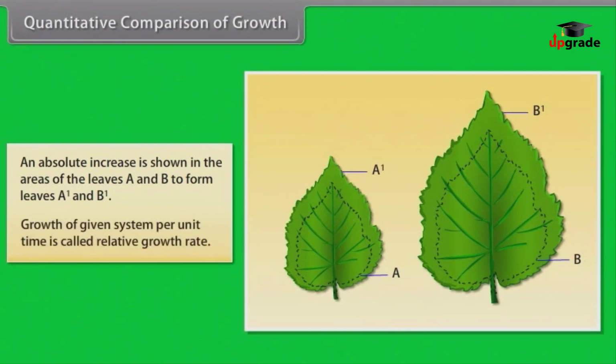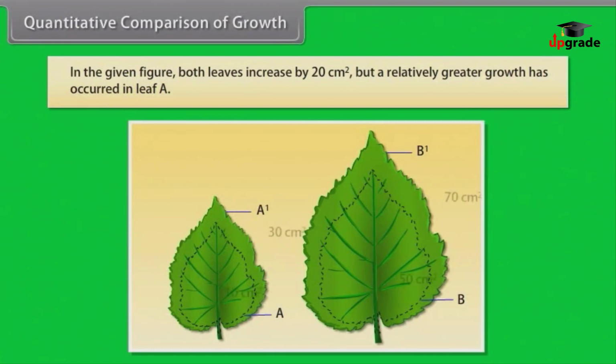Growth of given system per unit time is called relative growth rate. In the given figure, both leaves increase by 20 centimeters square, but a relatively greater growth has occurred in leaf A.